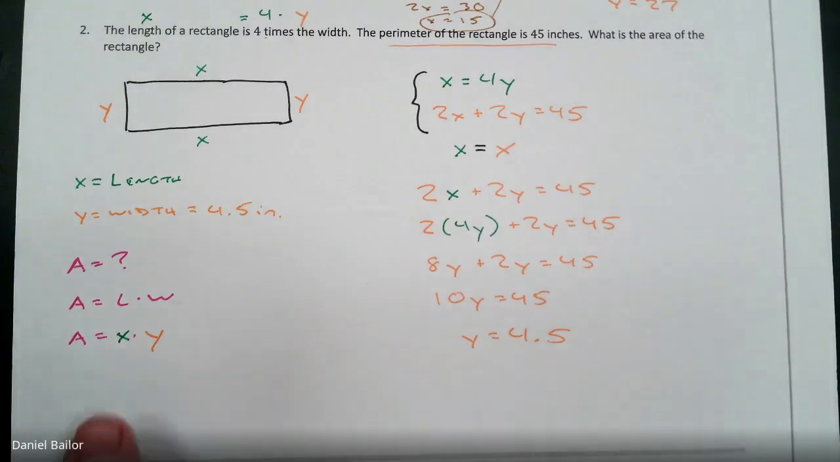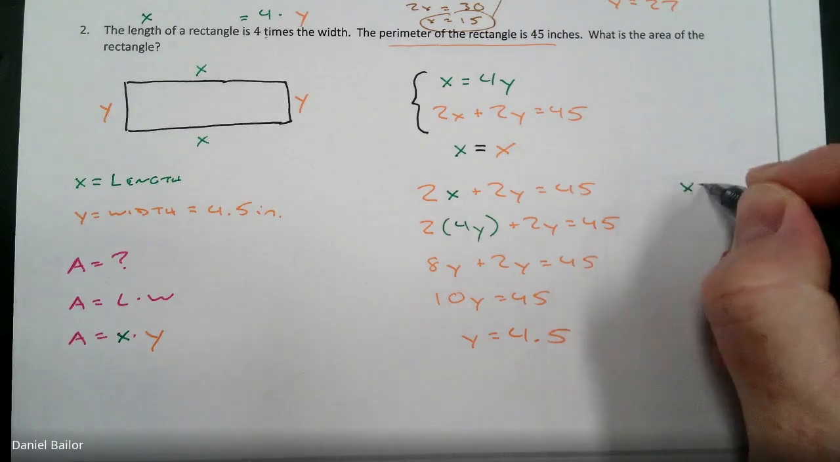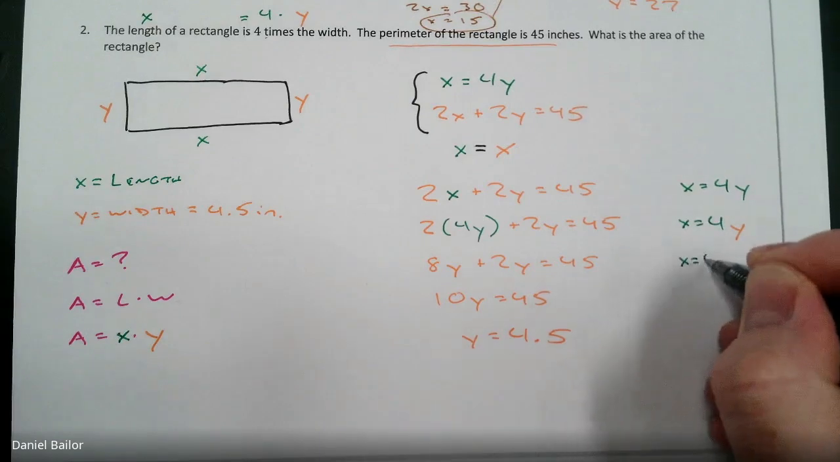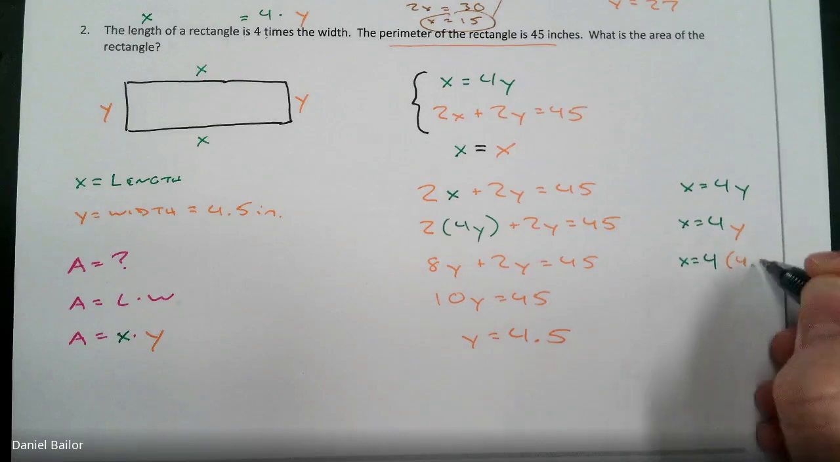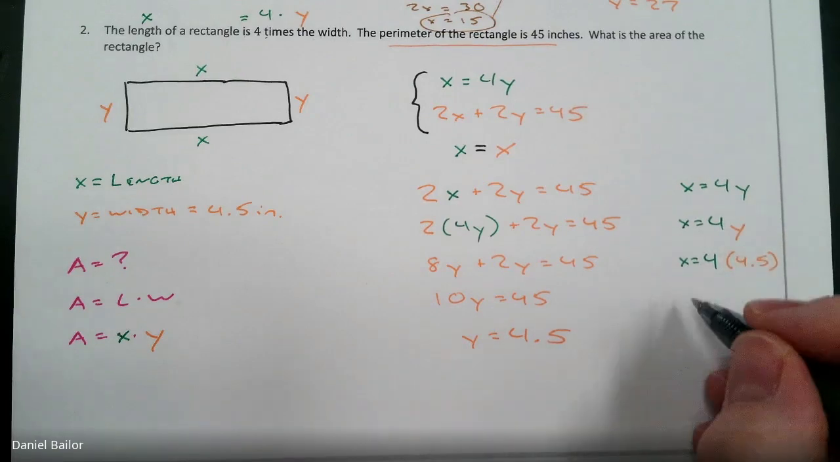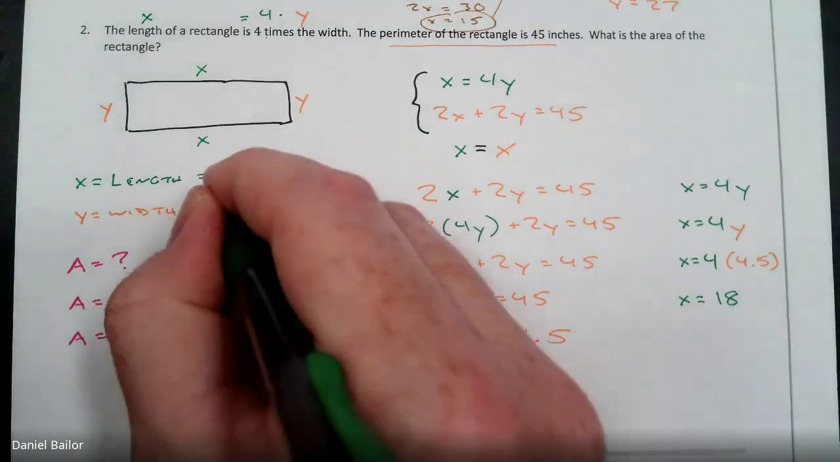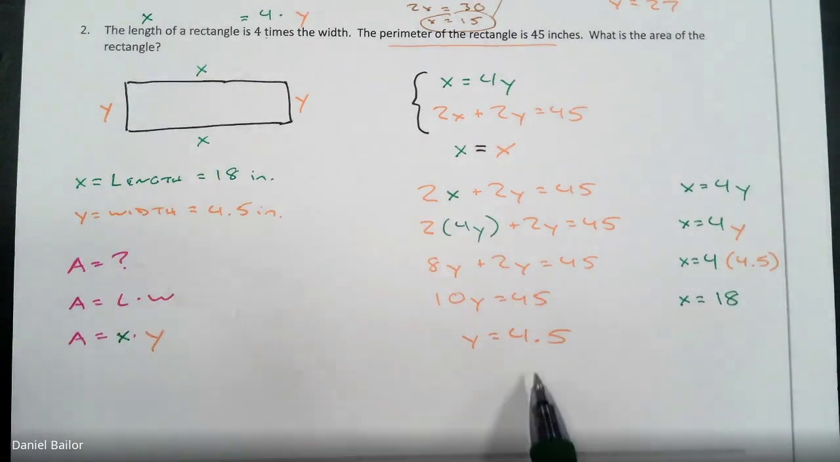Now remember, I need x and y to find the area. So let's take the first equation, x equals 4y. Only now I'm going to use the y part of my solution. So I get x equals 4 times 4.5. 4 times 4.5 is 18. I did it in my head. You might have used a calculator when you did your work. So now I know the length x is 18 inches. The width y is 4.5 inches.